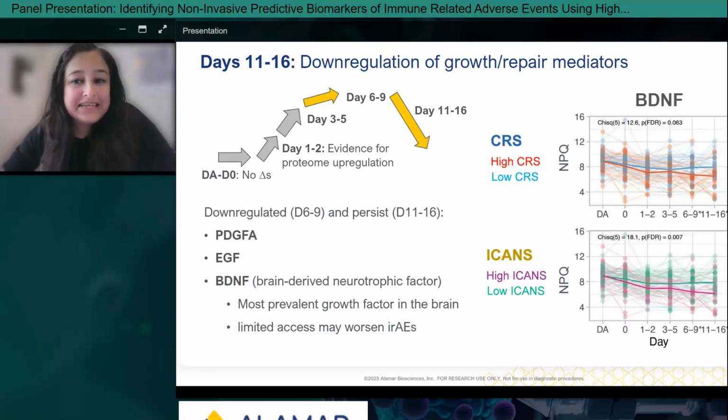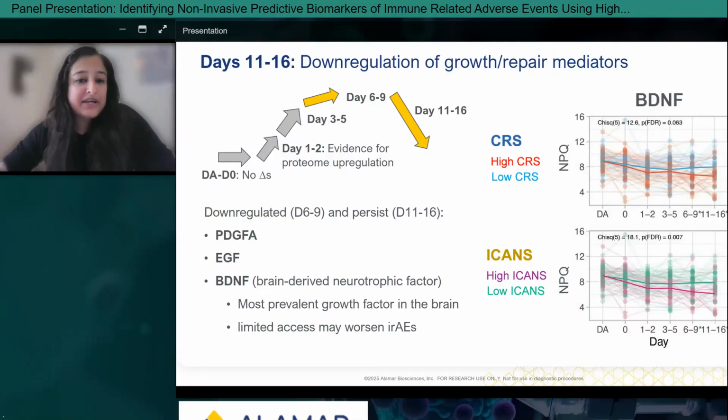And finally, at day 11 to 16, at the time of discharge, we see downregulation of many proteins. So far, we saw an upregulation at day 1 to 2 and massive peaking of cytokines at day 3 to 5 and 6 to 9. But at day 11 to 16, we're kind of seeing a resolution of some of these events. And there's a downregulation of key growth and repair mediators, such as PDGF-A, EGF, and BDNF.